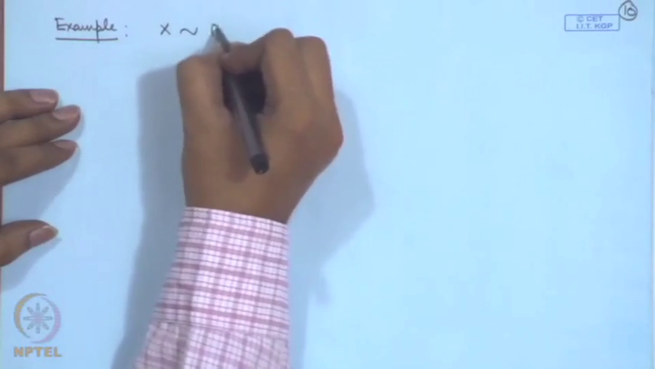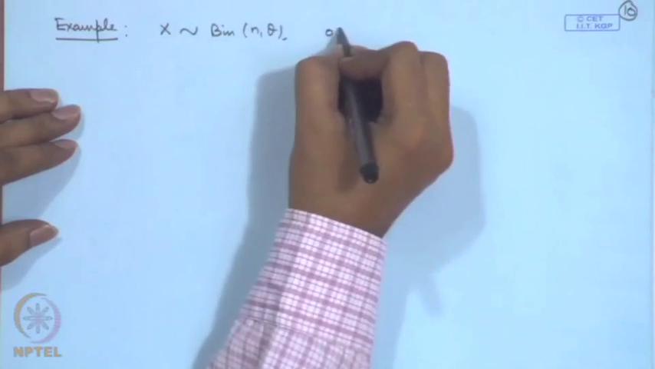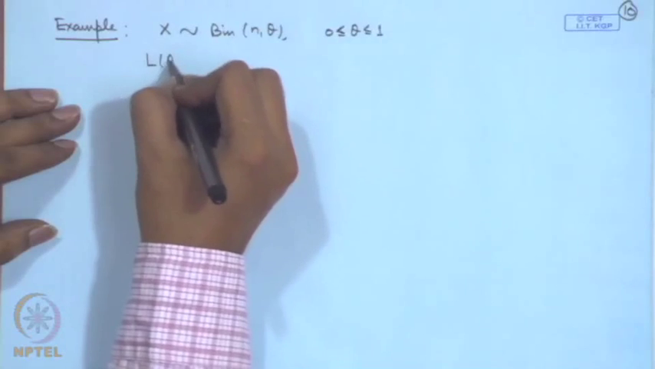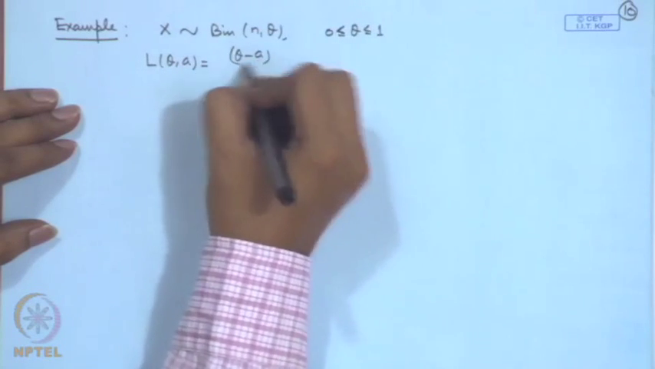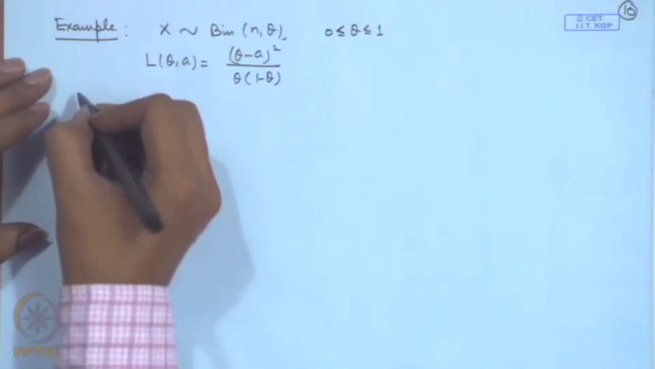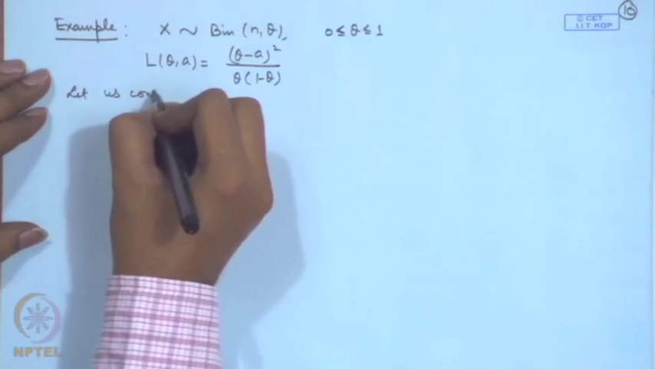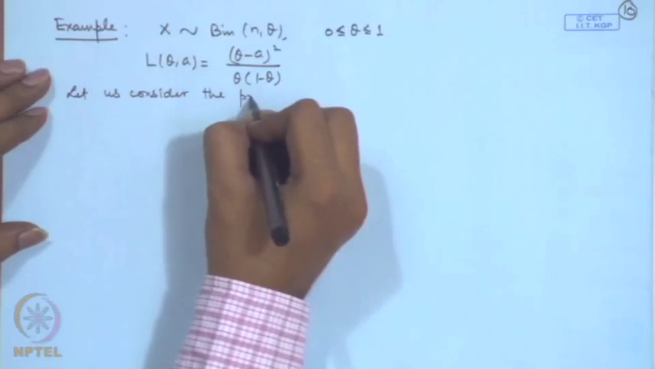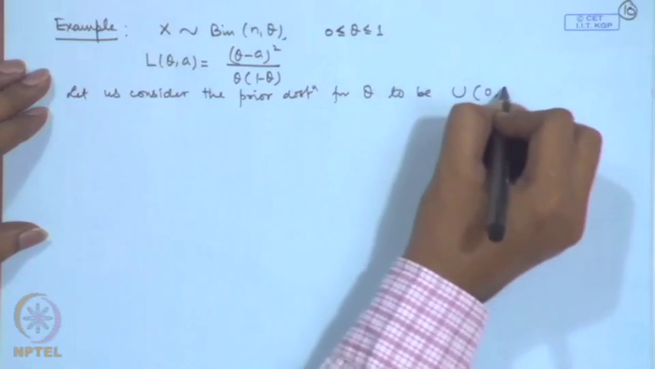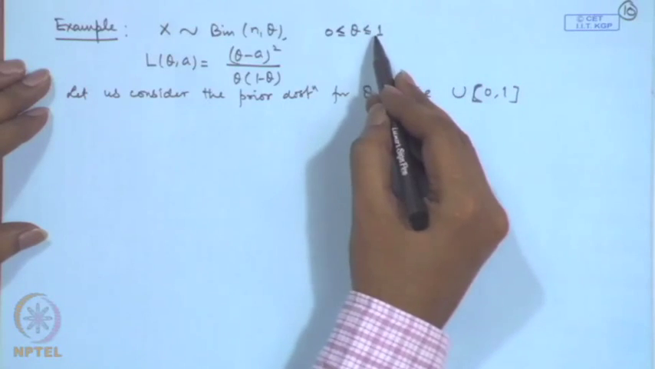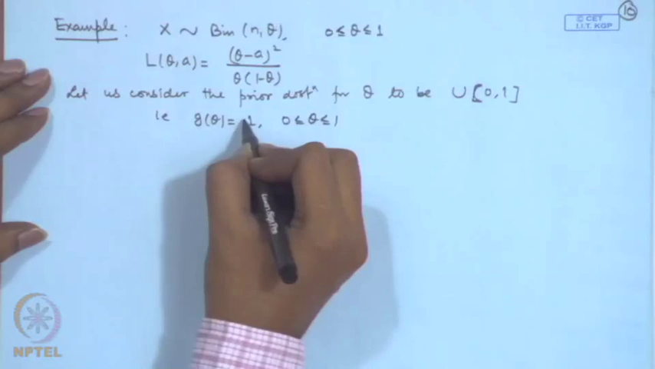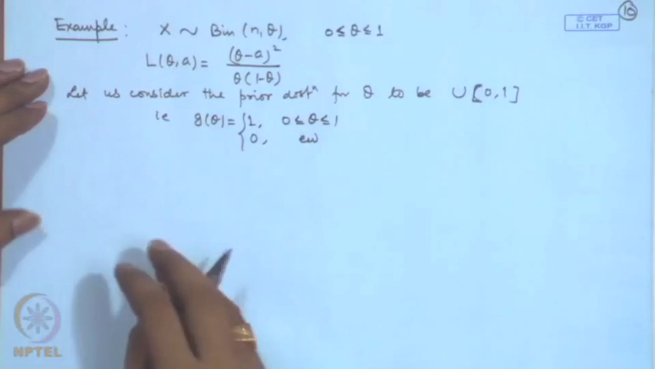Let us take say X follows binomial n, theta. Here the parameter space is the interval 0 to 1, and we take the loss function to be (theta minus a) square divided by theta into (1 minus theta). Now, let us consider the prior distribution for theta to be uniform 0 1, the uniform distribution on the interval 0 to 1, that is g of theta is equal to 1 for 0 less than or equal to theta less than or equal to 1, and it is 0 otherwise.